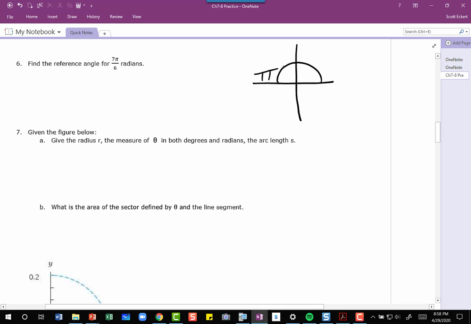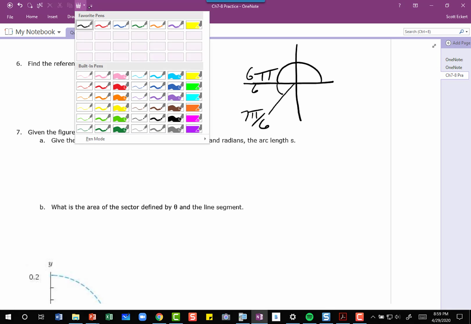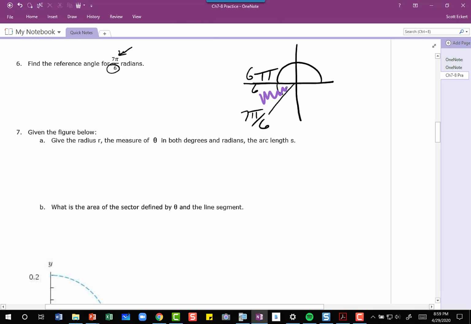Now I make pi into fractions. And I want the fractions to be fractions of 6 so that it helps me compare what I have to what I got. And I've got 6 pi sixths. And I see 6 pi sixths is not big enough for 7 pi sixths. So I've got to make it go a little further, but just a little bit further, because I didn't draw it very proportionally. But I have to go from 6 pi sixths to 7 pi sixths, which means that this part of it is the reference angle.